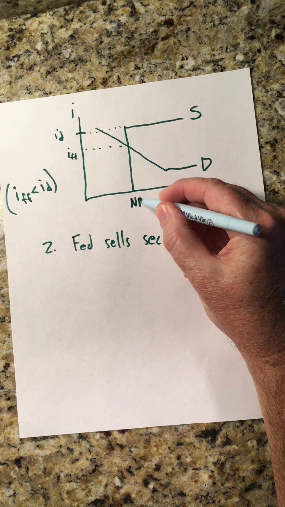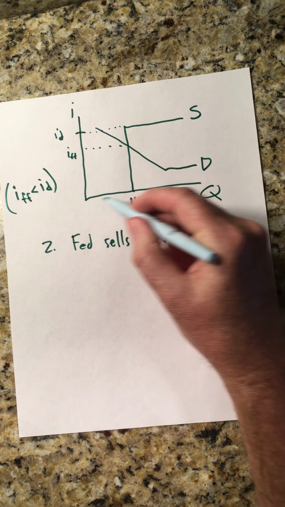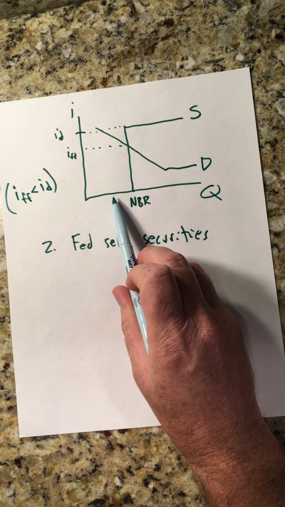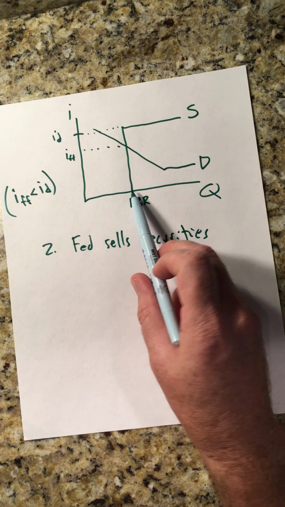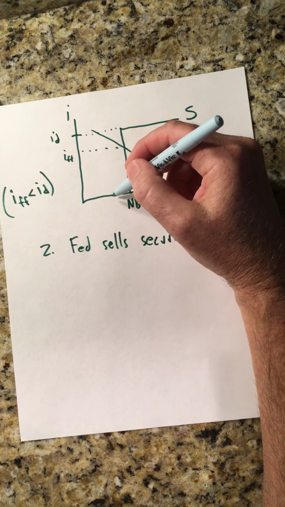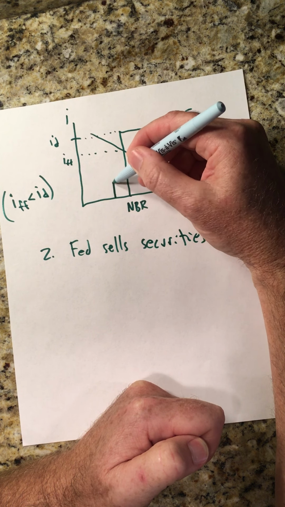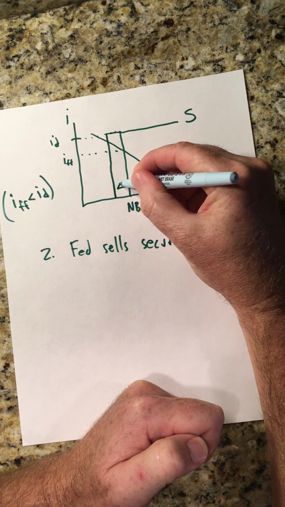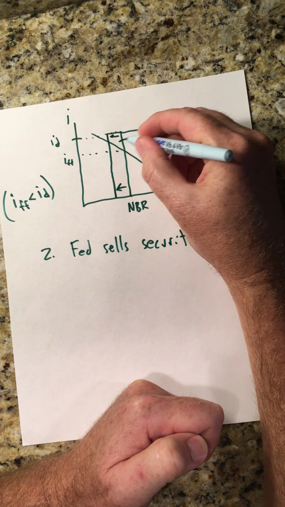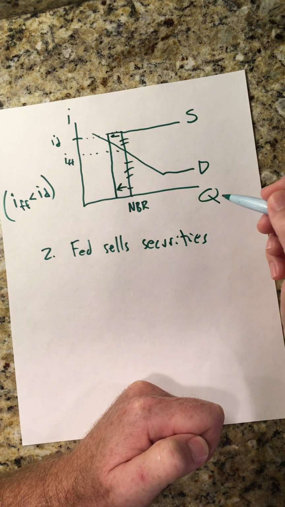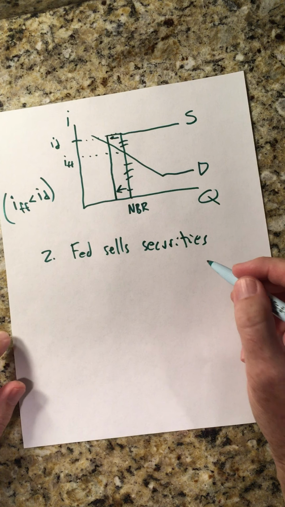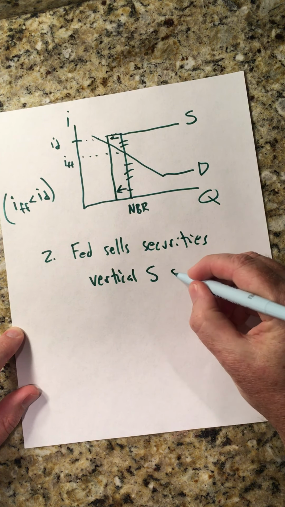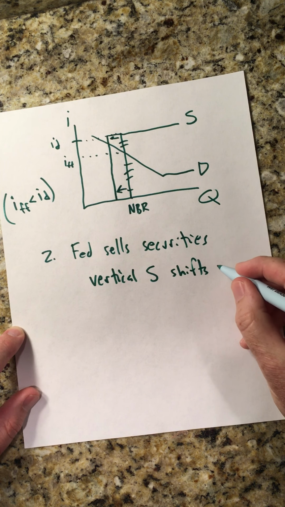So if we start here with a non-borrowed reserve amount here on the horizontal axis, the amount of non-borrowed reserves is now going to drop because those reserves leave the economy and go from the commercial bank to the Fed. So what I'm going to do is just shift this vertical part of the supply curve to the left. And then this part of the supply curve disappears. Okay, so the Fed sells securities. What I have here is my vertical part of supply shifts left, we said.